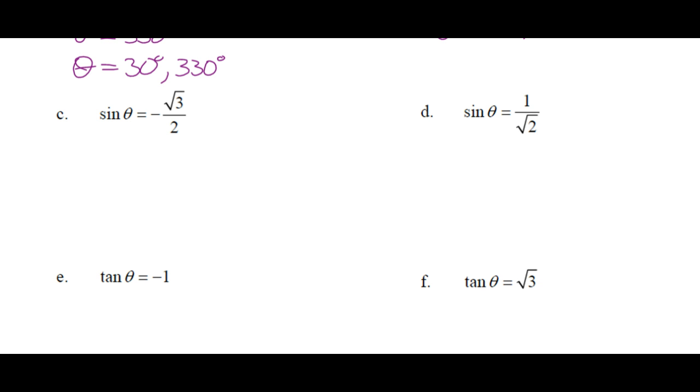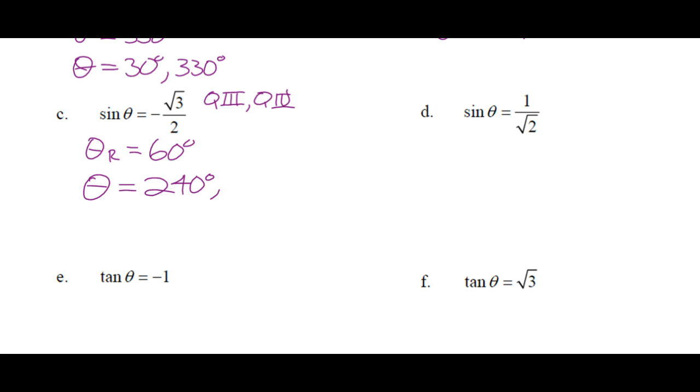Okay. Sine theta is negative root 3 over 2. Where is sine theta negative? Quadrant 3 and 4. Okay, so CAST rule says sine is negative in quadrant 3, quadrant 4. Ignore the fact that it's negative root 3 over 2. What is the reference angle? 60 degrees. And let's just go straight to the answer. So the quadrant 3 angle is 240, and the quadrant 4 angle is 300.